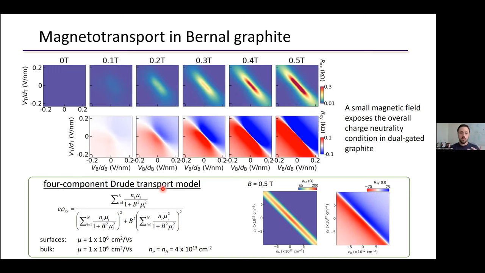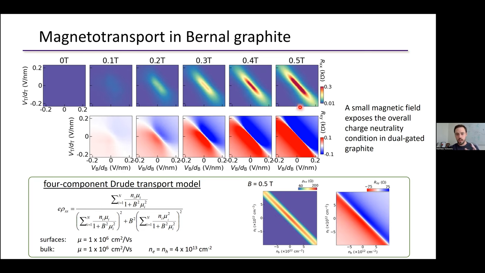So we're assuming that graphite is a nearly compensated semi-metal. So we have a nearly identical concentration of electrons and holes in the bulk. It takes some value, although this model doesn't really strongly depend on that. You can also look back to literature from the 1950s to find what the bulk mobility is at cryogenic temperatures. It's around 10 to the 6 centimeters squared per volt second. And then you can assume that there's the same mobility on the surface, although again this is not strongly parameter dependent, and calculate the transport in the magnetic field as you change the doping on the top or the bottom surface. And what we find is relatively good agreement between this fairly simple model and what we see experimentally.